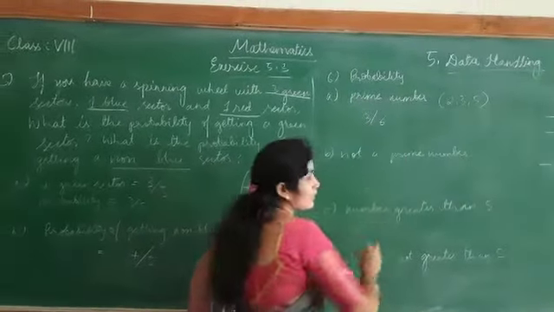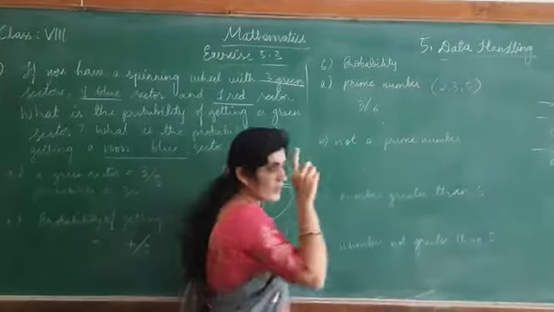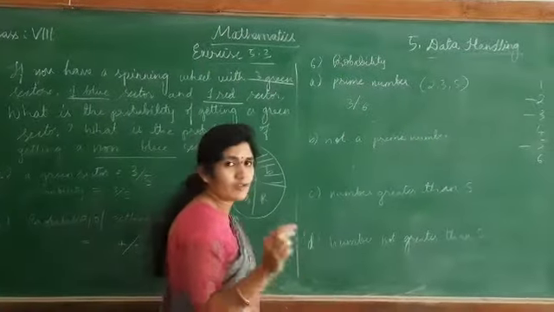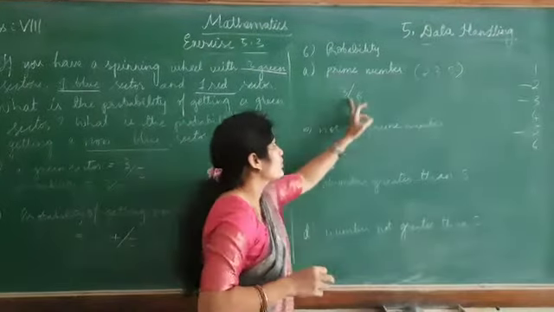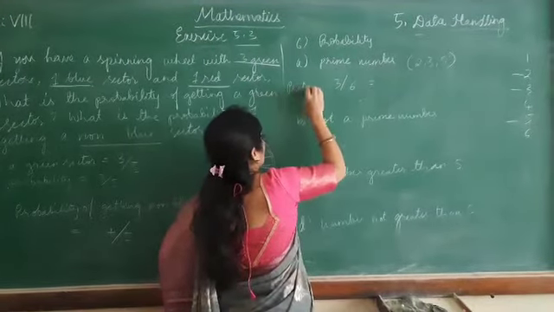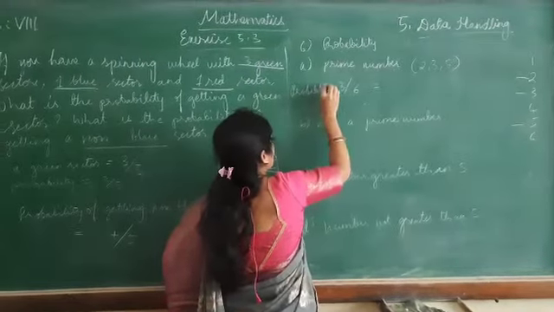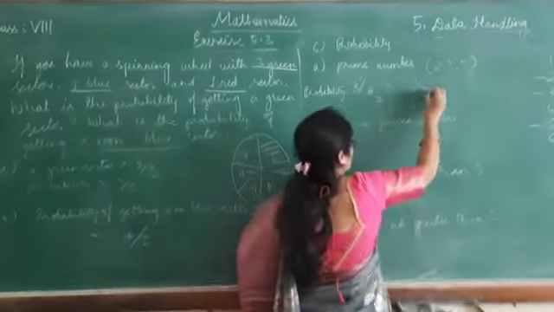Why? Because the total numbers are 1, 2, 3, 4, 5, 6. So there are 6 possibilities when you throw a die. Out of that, prime numbers are only 3. So the probability here is 3 by 6, which is 1 by 2.